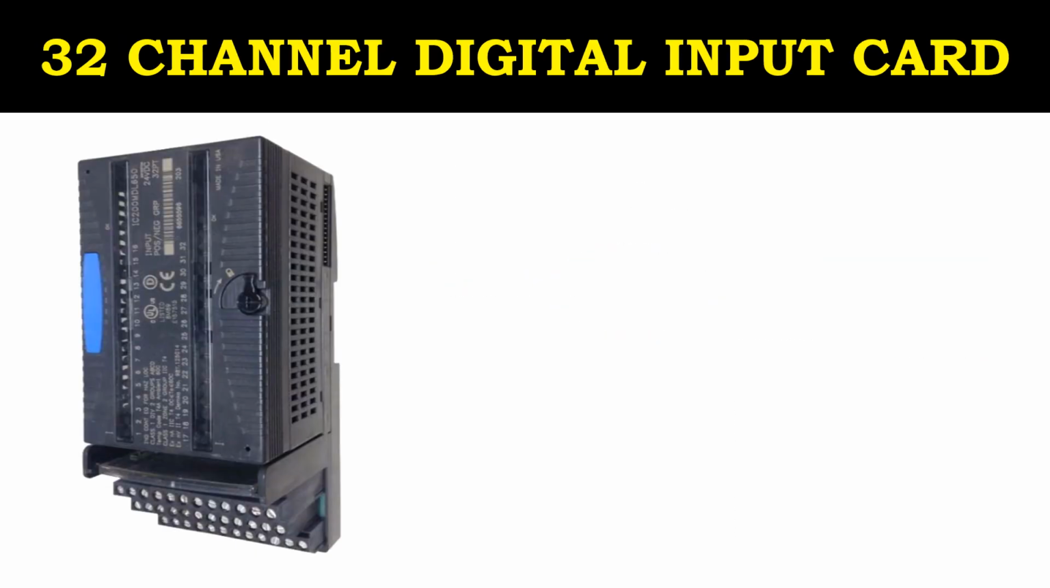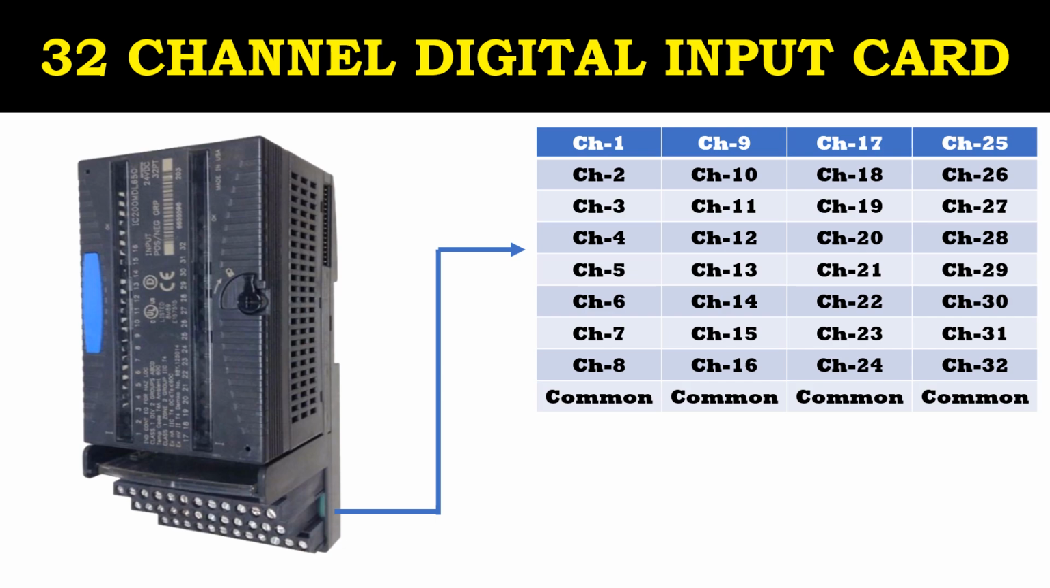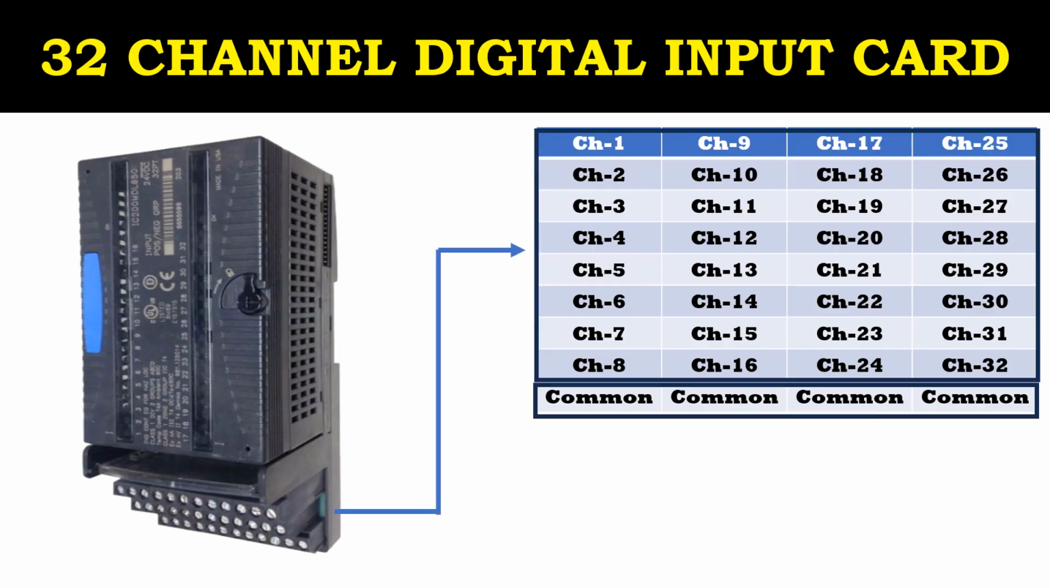Now let's get back to the 32-channel digital input module which we are discussing. This DI module will fit on the I/O terminal unit. 32 inputs are grouped into 4 groups of 8 channels, with each group having a common connection. Now let's understand the detailed wiring of this module. As I have already said, this module will fit on the I/O terminal unit. Its I/O terminal unit consists of 36 terminal blocks. Out of these 36 TBs, 32 are digital input channels and the remaining 4 are common connections.